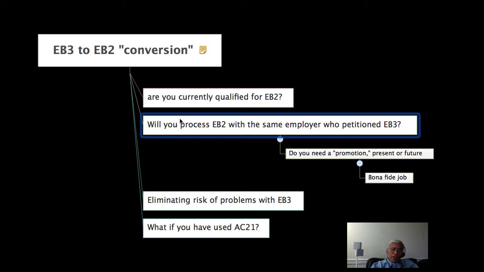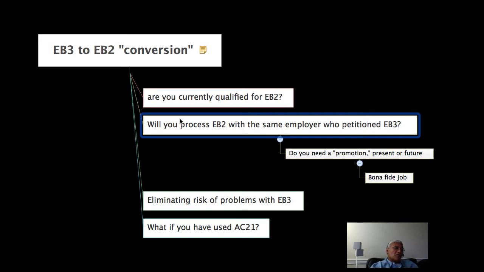The next question you have to ask yourself, do you need a promotion? Present or future? What does that mean? Well, what if you have 3 years of experience before you joined this employer and you want to process your green card through this employer and you've got 2 years with this employer now? Now you got 5 years, but 2 years are with the same employer through whom you're going to file EB2, who also did your EB3 earlier.